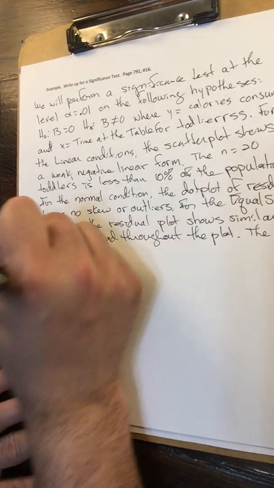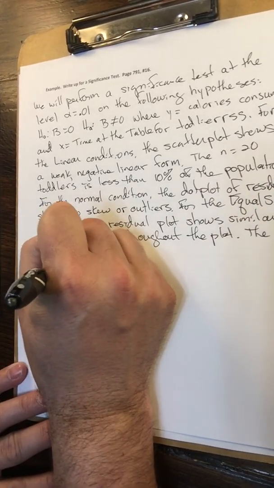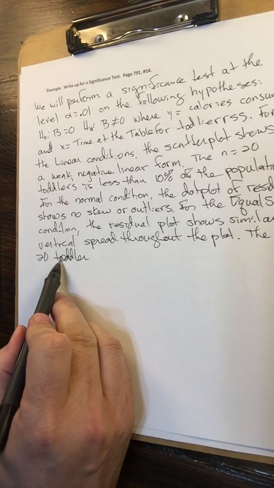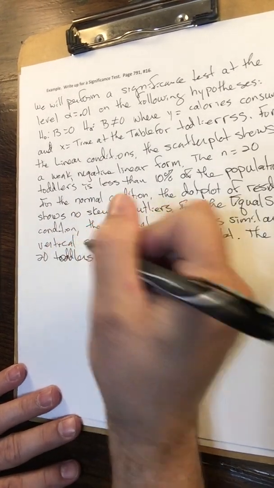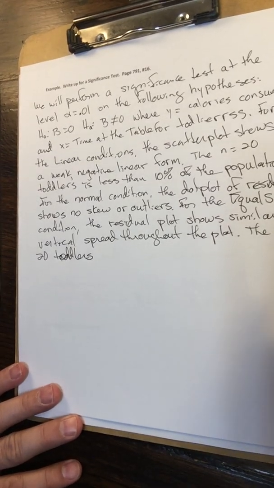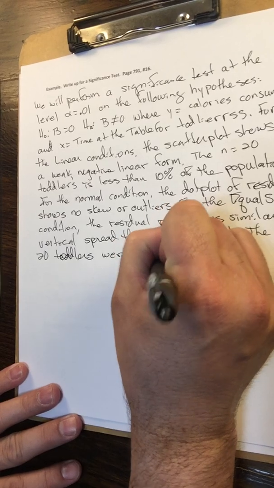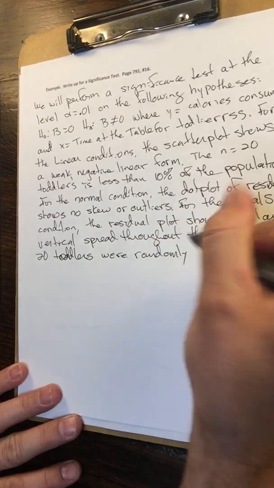Did I really have trouble spelling toddlers earlier? What is going on? I just did it again. I spelled toddlers. It's a good thing I don't have kids. The 20 toddlers were randomly selected. Let's just imagine what that kid would be like right now.